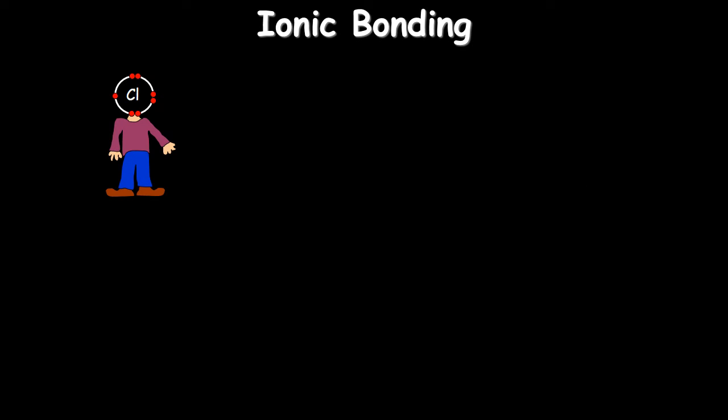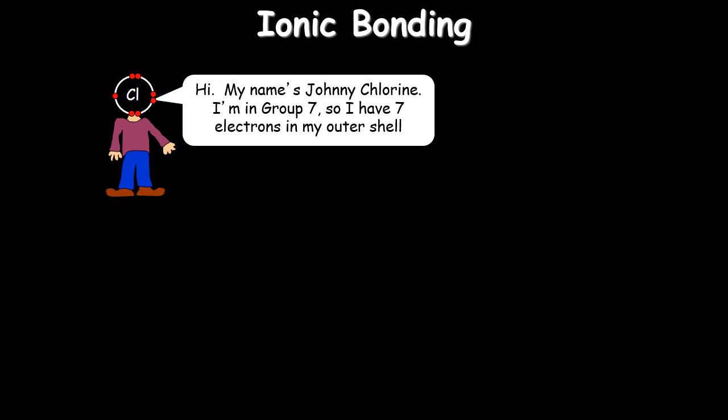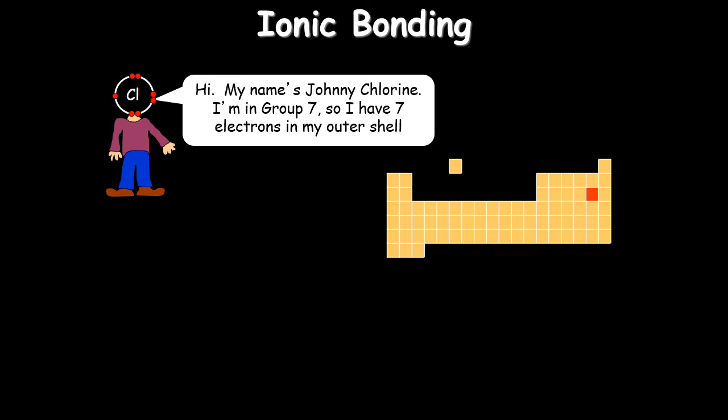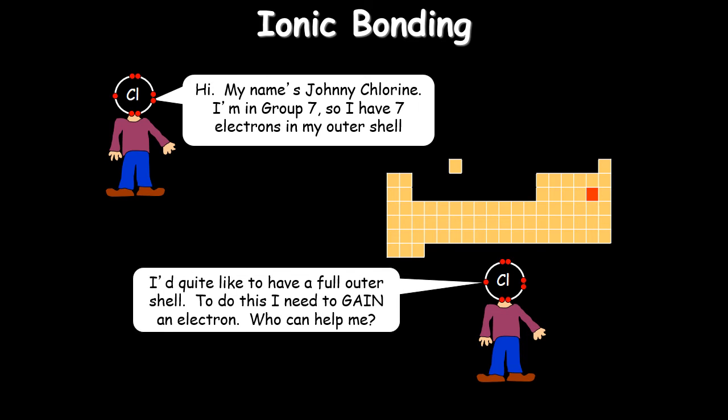So now we can actually move on to ionic bonding, and for that I'd like to use a simple animation of Johnny the chlorine, who happens to be in group 7, which means he has 7 electrons in the outermost shell, and that's where he sits in the periodic table. So if Johnny would like to get a full outermost shell of electrons, he has to find a partner that would be willing to give away that 1 electron so he can have this outermost shell completely filled in.